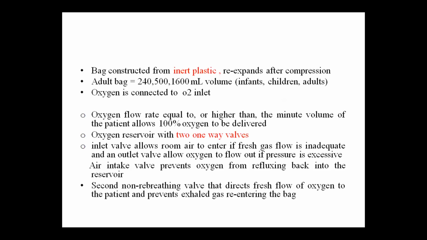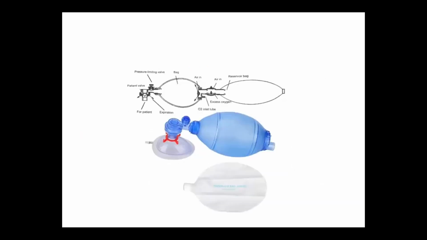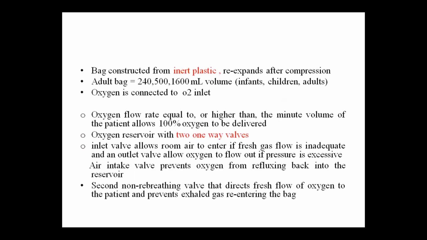Now, in the way we attach the oxygen reservoir, there are two one-way valves: one for air in and one for air out. Whenever the oxygen flow given to the patient is low, it will entrain air from outside. Whenever there is more pressure, it will exit the excess oxygen from the air outlet valve. The other valve, the air inlet valve, does not allow oxygen to come back into the reservoir. At the patient end, there is a non-rebreathing valve, which directs the fresh flow of oxygen to the patient and prevents exhaled gas from re-entering the bag.